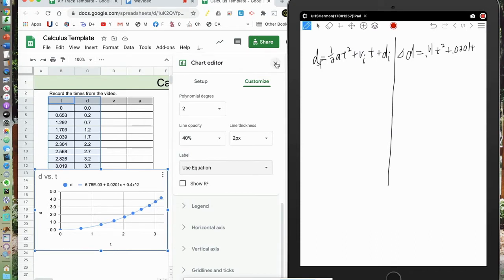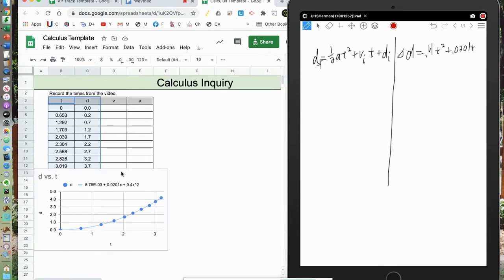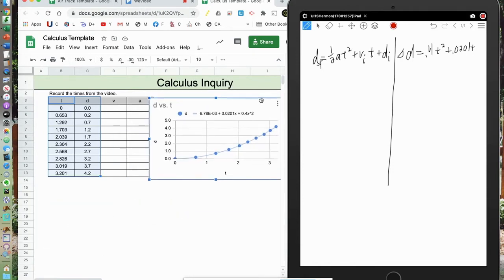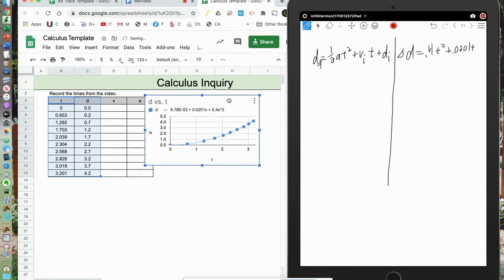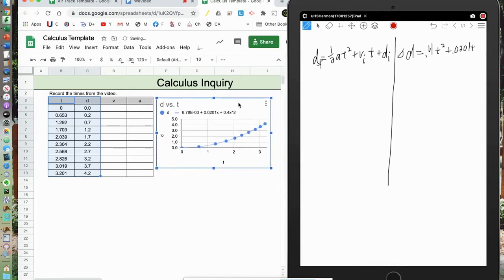Good. There's my first graph that I wanted to make. I'll move that up here somewhere. It's my displacement time graph. It's a curve. Okay. Now what I want to do is I want to get the velocity. So I want to figure out the velocity at every single one of these points. How would I do that?